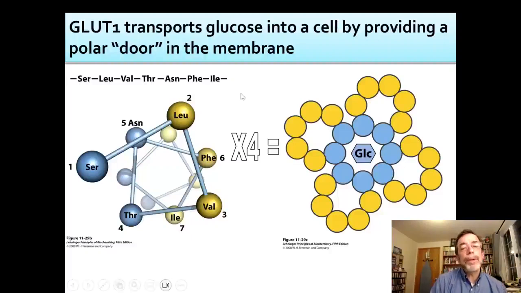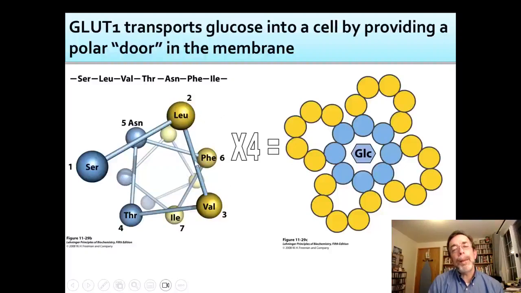All you have to do is make a helix with this pattern: serine, leucine, valine, threonine, asparagine, phenylalanine, isoleucine. And if you look at that, that makes a helix wheel where all these polar residues are on one side and all these nonpolar residues are on another side.